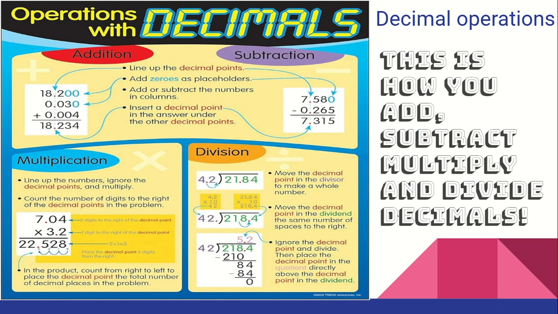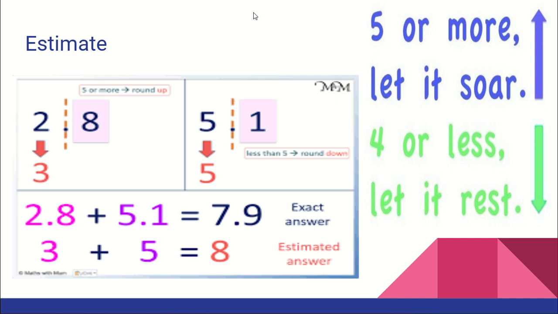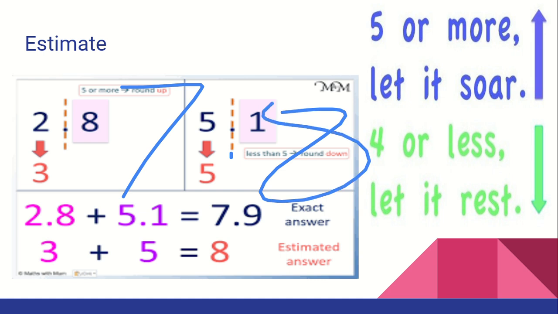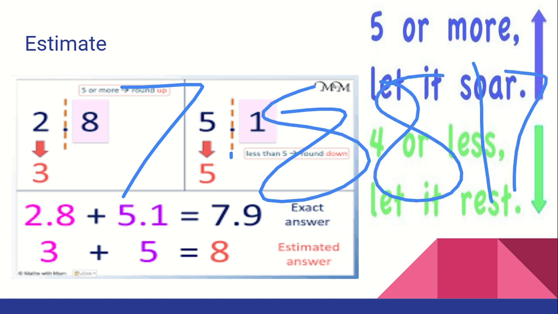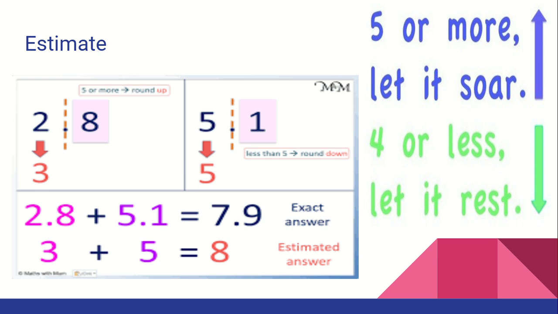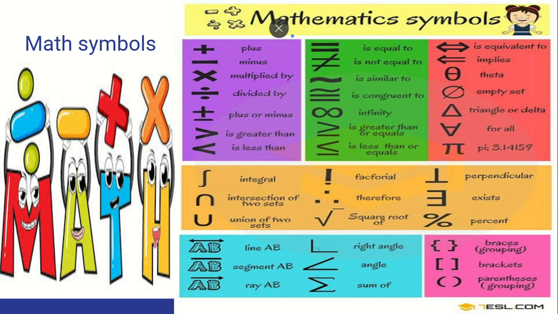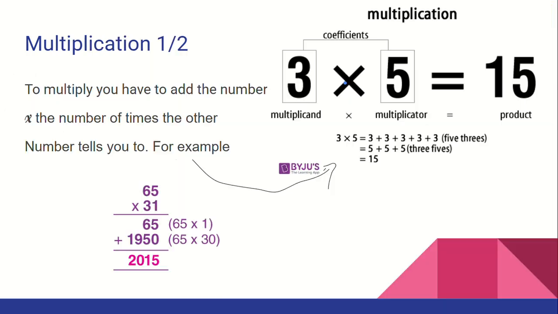Congratulations on passing your operations with decimals. Now let's move on to our next slide, which is estimating. To be honest, I feel like estimating is easier than everything we did, but let's practice. So what if you got this super big 8817 there, and they asked you to estimate. Now if we go back to our math symbols over here, we're going to use this one, similar to, or estimated to.